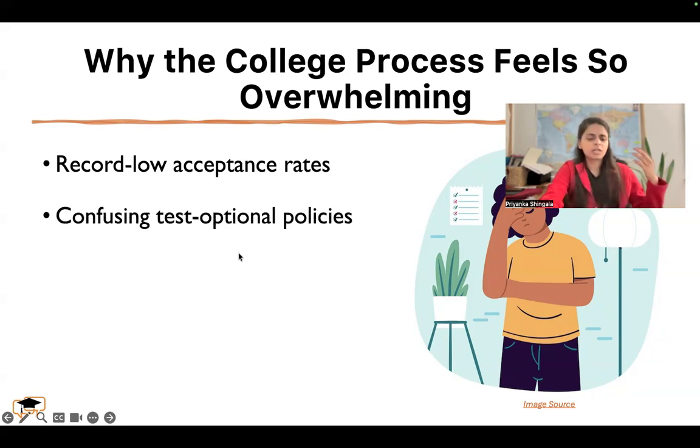Then, of course, the test optional policies vary per university. And one thing, which I'll mention more towards the end, but since we're on it, I'll say it: earlier this month, the government sent out a memo to top 20% universities asking for the SAT and ACTs to be reinstated.